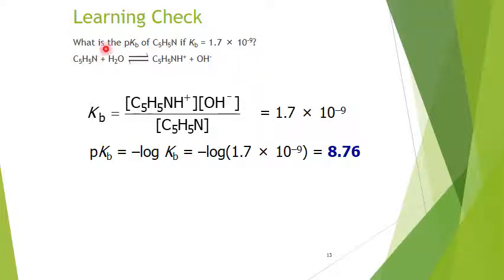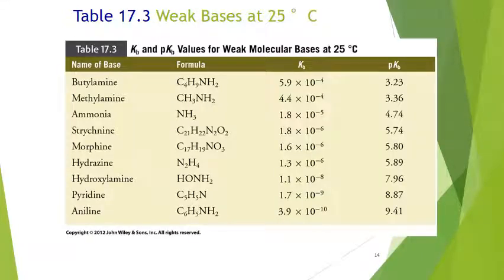All right, so let's look at what the pKb is if the Kb is 1.7 times 10 to the minus 9th. You can set up the equation, with your product over your reactant equal to 1.7 times 10 to the minus 9th, but really you don't need to do that because we know that pKb is just minus log Kb, which is 8.76. And again, here's a table of different Kbs, with the stronger bases at the top and the weaker bases at the bottom.